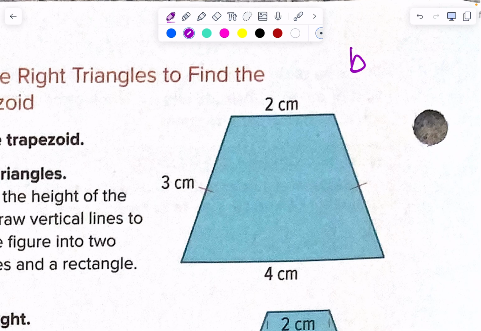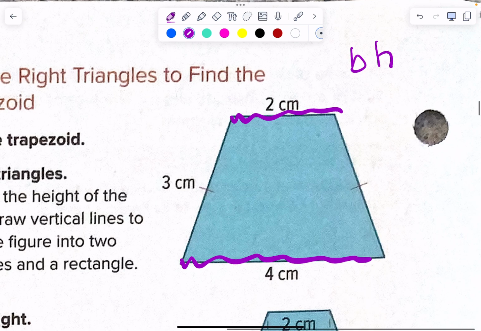Base times height. My two bases are 2 and 4. So what do I use for a base? 1? No, wait. 3. The average of 2 and 4 would be 3, right? So my base could be 3. Okay, now what's the right height though?